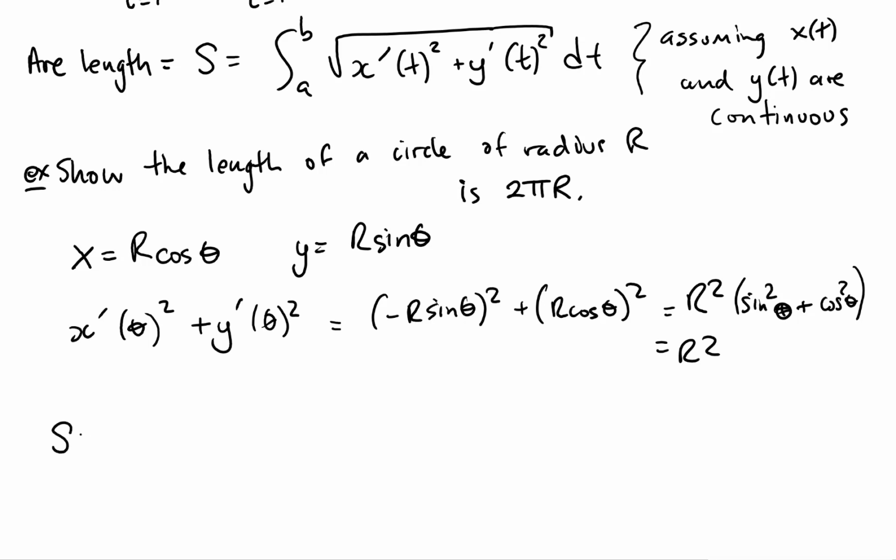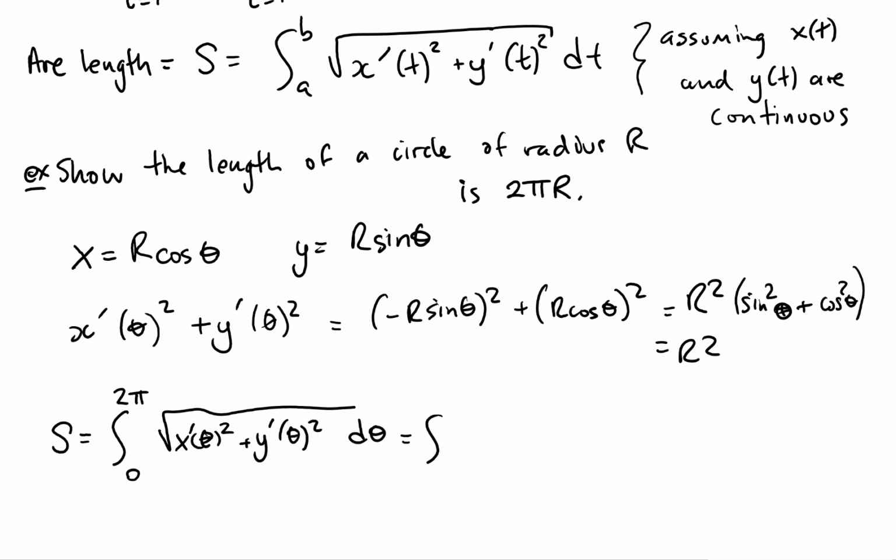And so s will be the integral from 0 to 2 pi of the square root of x prime theta squared plus y prime theta squared d theta. And so it's from 0 to 2 pi. I just showed that this is equal to r d theta, and solving this will give you 2 pi r.